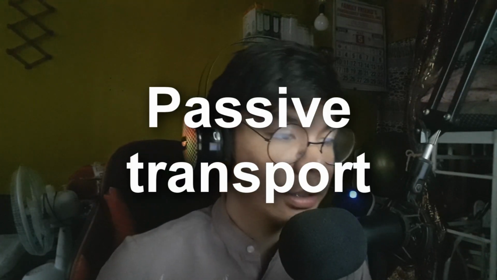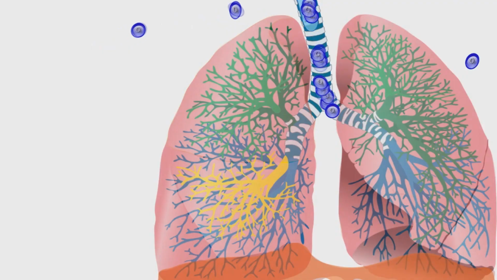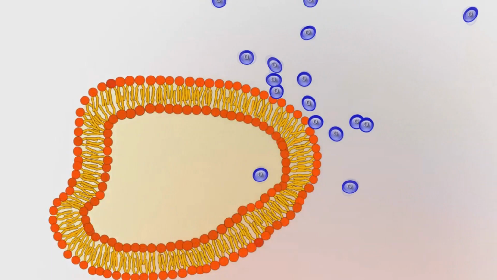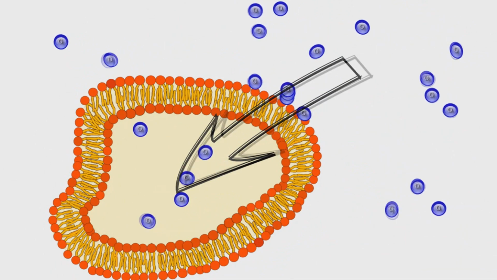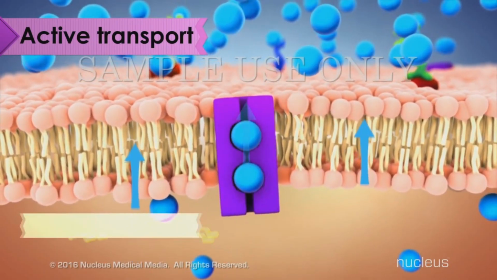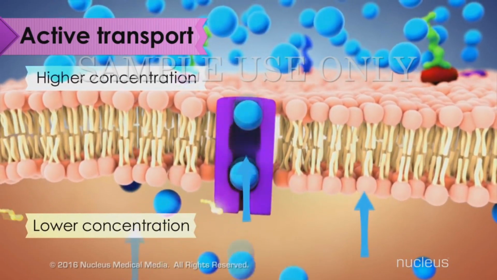So before that, let's have a little recall of the past lesson, which is passive transport. Passive transport is the type of cell transport in which the substance moves from a higher concentration into a lower concentration. So now, we're going to talk about active transport. Active transport moves substance from a low concentration into a higher concentration.